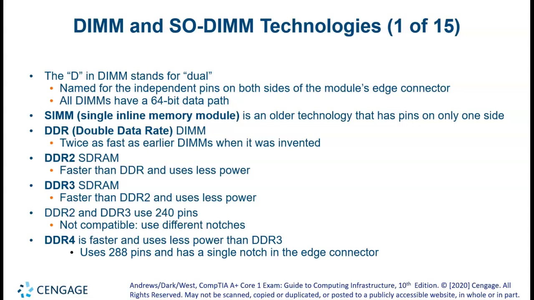DDR, double data rate DIMM, was twice as fast as the earlier DIMMs when it was invented. DDR2 SDRAM is faster than DDR and uses less power. DDR3 is faster than DDR2 and uses less power. DDR2 and 3 use 240 pins. Not compatible though, they use different notches. So what does that mean? You cannot have a DDR2 and a DDR3 in the same computer. DDR4 is faster and uses less power than DDR3, uses 288 pins, and has a single notch in the edge connector.